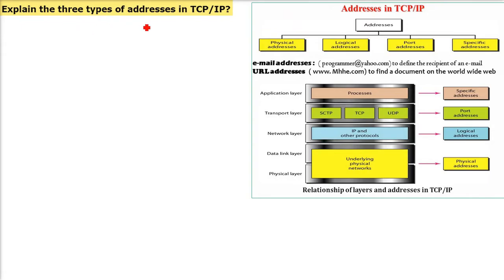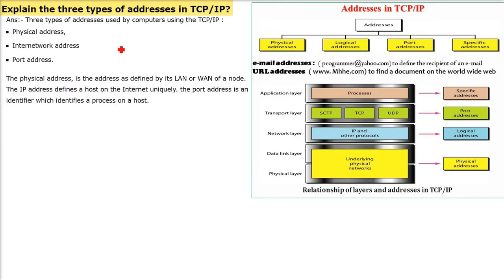Explain the three types of addresses in TCP/IP. So there are three main types of addresses in TCP/IP. Let's start with the top one.